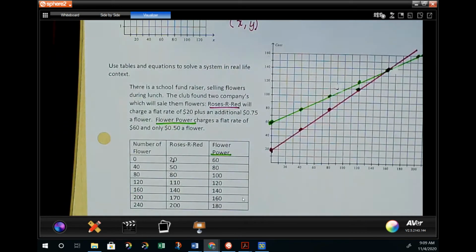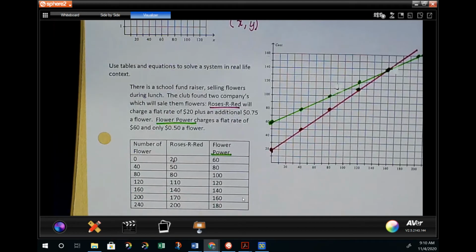Now, if you look after that intersection point, Roses Are Red costs more money. So after that intersection point, Roses Are Red is going to cost more money. And then Flower Power will be cheaper after that intersection point. So this is that real life example of when does it actually pay and what are you really wanting.